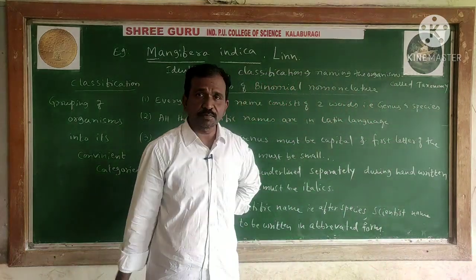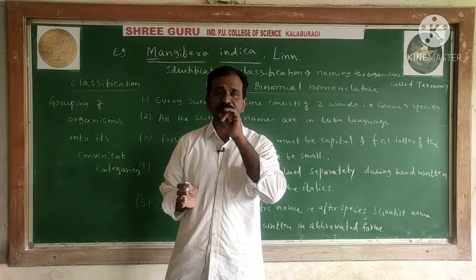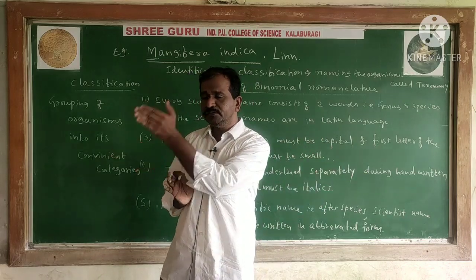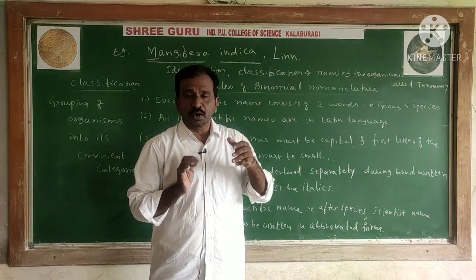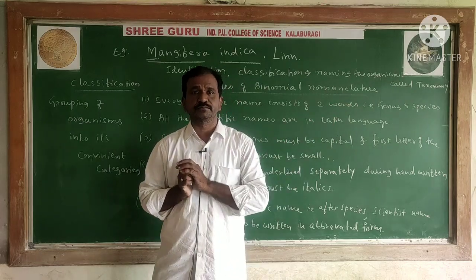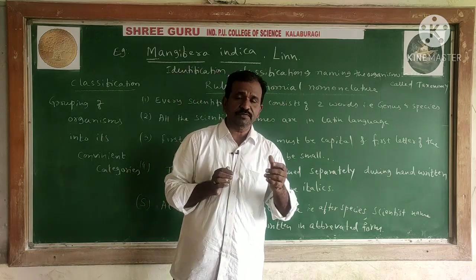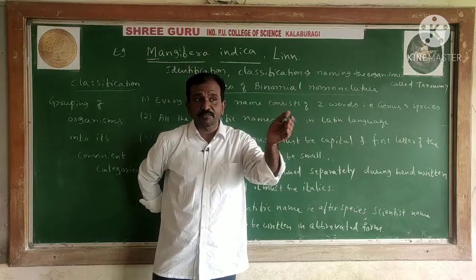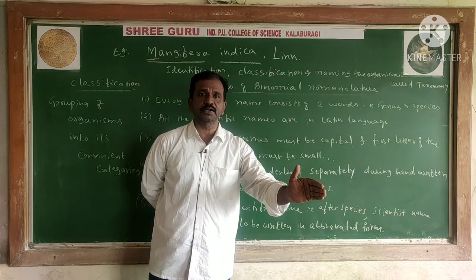Note, classification is the grouping of organisms made by scientists. For example, we say Pisces, Amphibia, Reptilia, Aves, Mammalia, which you have studied. This is also grouping of organisms. Now we may wonder why mammals are not kept first, and why fishes are first. Fishes come first because they are all aquatic in condition.